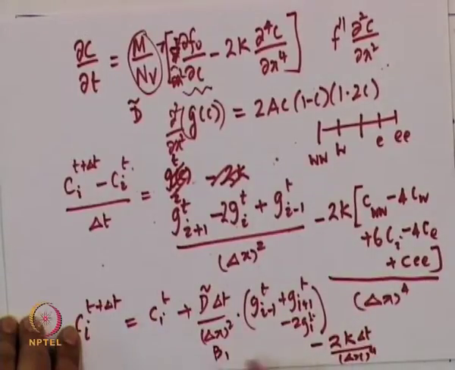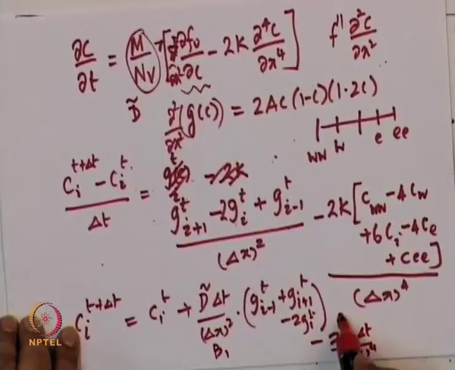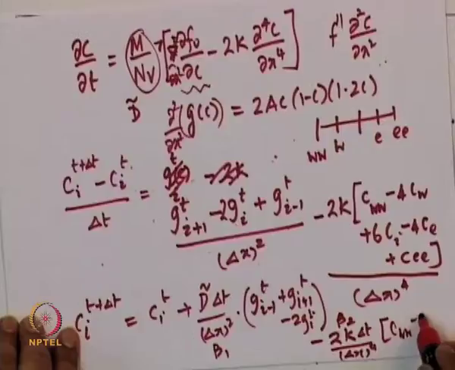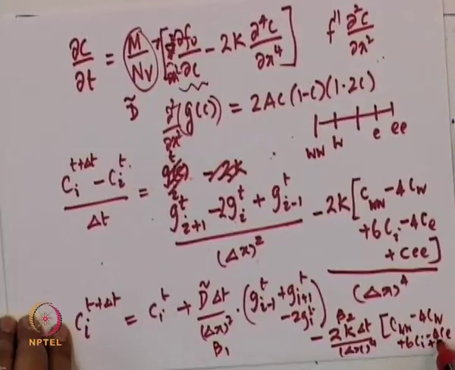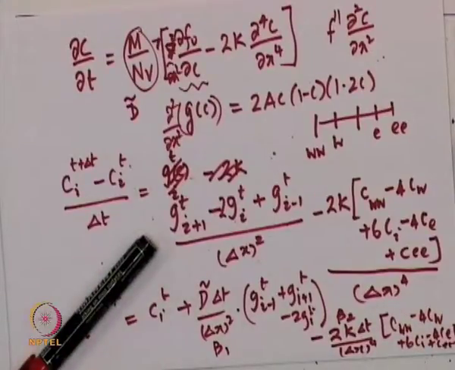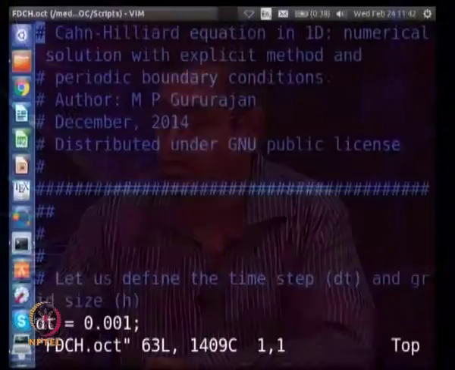If you call this beta 1, so this is some beta 2, multiplied by this quantity C west west minus 4 C west plus 6 C i minus 4 C east plus C east east. So, that is the discretization, the finite difference discretization, and this is what we want to implement now on the computer. So, here is the code.